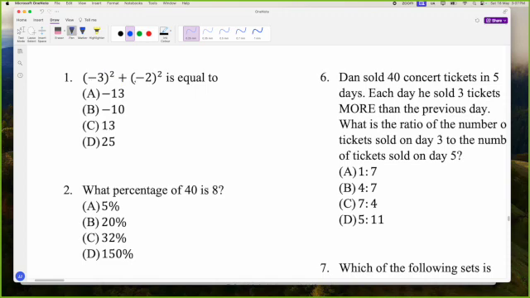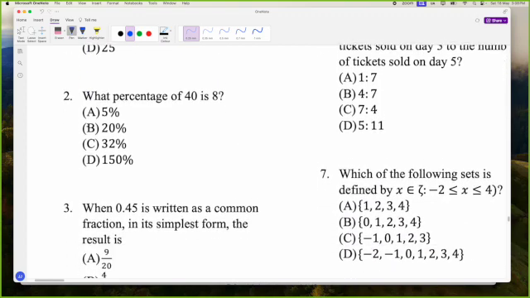So this first question here: -3 squared plus -2 squared. Well, a square is a number multiplied by itself. So that is -3 multiplied by -3, and a negative will give you a positive. 3 3s are 9, plus 2 2s are 4. 9, 10, 11, 12, 13. The answer is positive 13. Let me know if you don't understand.